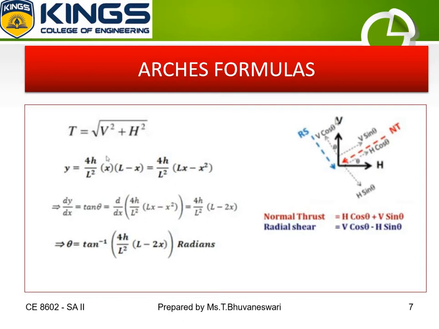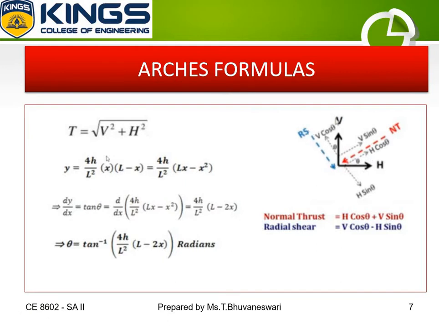If you want to calculate the rise at a particular distance, we have to use this formula. And then theta, which is equal to tan inverse of 4h divided by L squared into L minus 2x. Next one, the normal thrust and radial shear. So the normal thrust is nothing but the total force acting along the normal, and the radial shear is the total force acting along the radial direction.